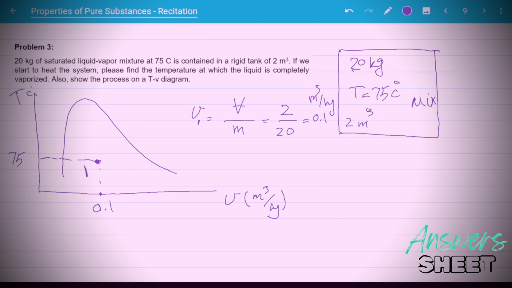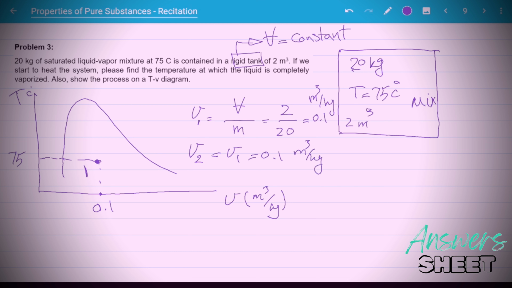Now we're going to heat up this mixture. The thing that we need to pay attention to is that we need to know what kind of process we are dealing with. Again, we are talking about a rigid tank. A rigid tank means that the volume remains constant. If volume remains constant, and the mass is constant, since no mass is entering or exiting our system, then the specific volume will be constant as well. So I know that the second specific volume, or our final specific volume, is also 0.1.